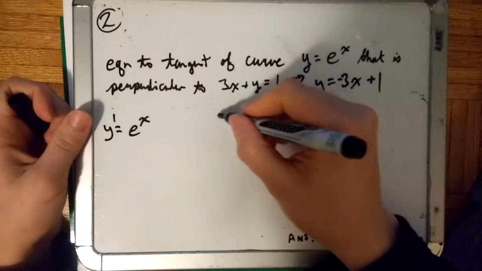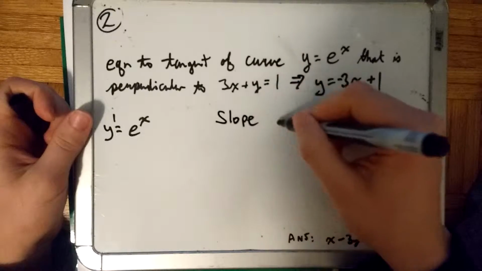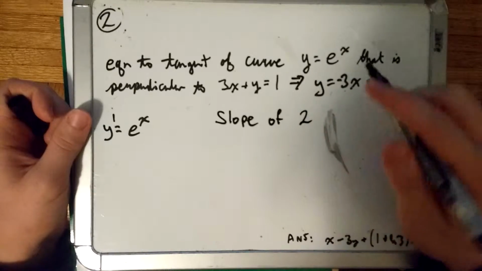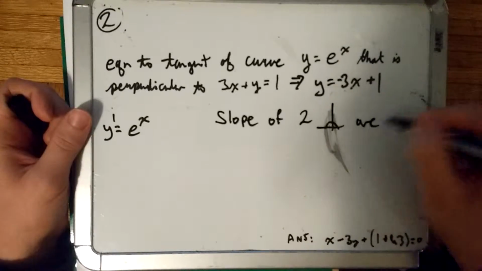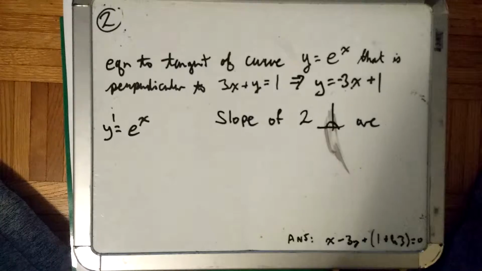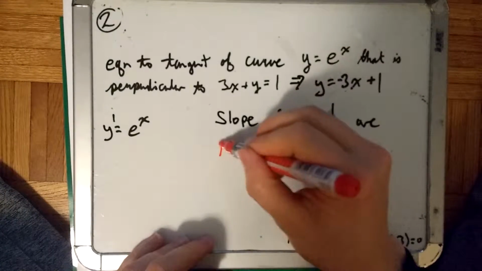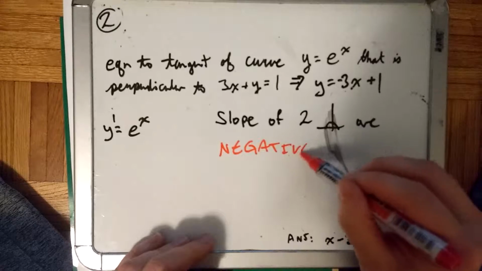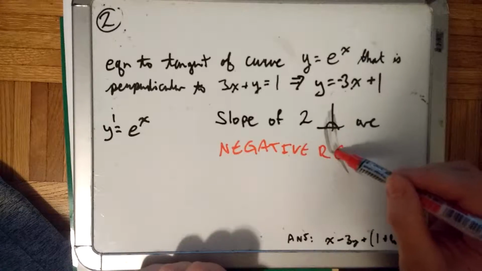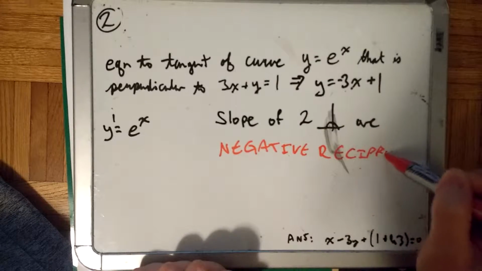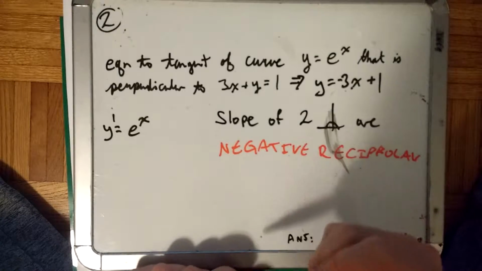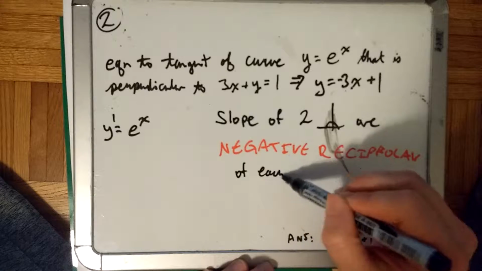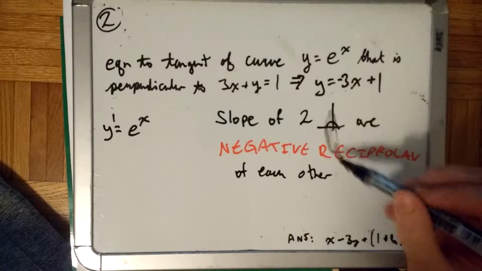So, slope of two perpendicular lines are negative reciprocals of each other. Okay? What the heck does that mean?